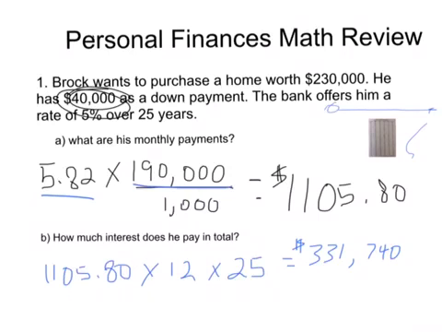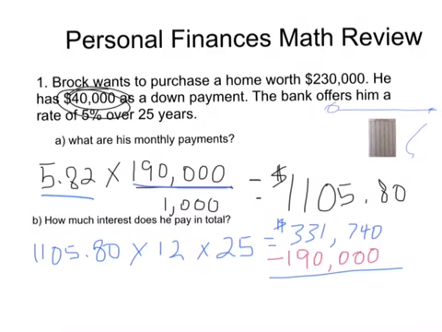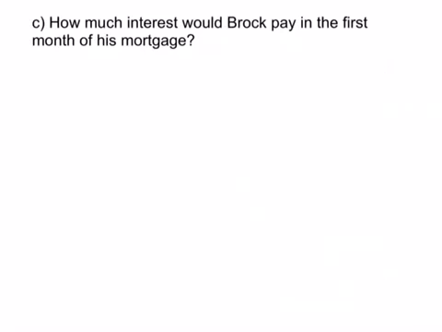But that's not how much interest he paid, because we have to subtract his original amount that he borrowed. So we would subtract what? No, he didn't borrow 230. He borrowed 190. Okay, so we subtract 190, and what's the answer? $141,740. So that is the total amount of interest paid, $141,740. Okay. Next slide. This one's reasonably straightforward.